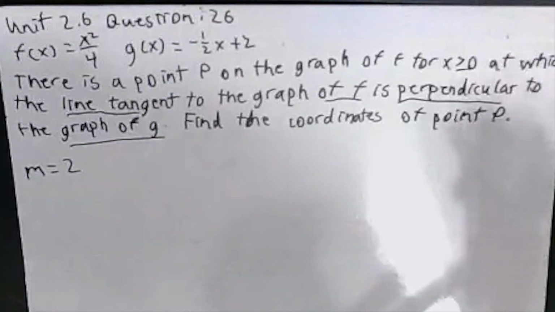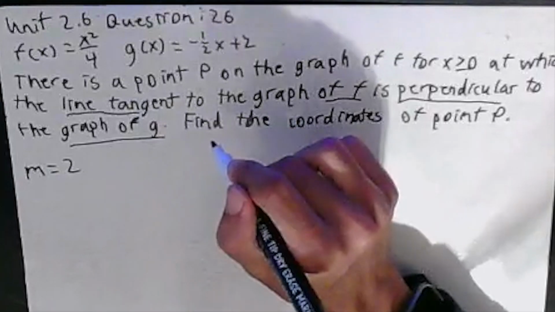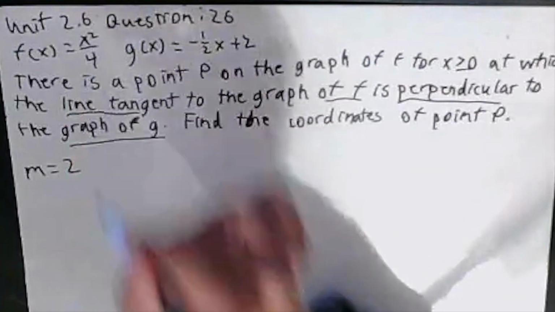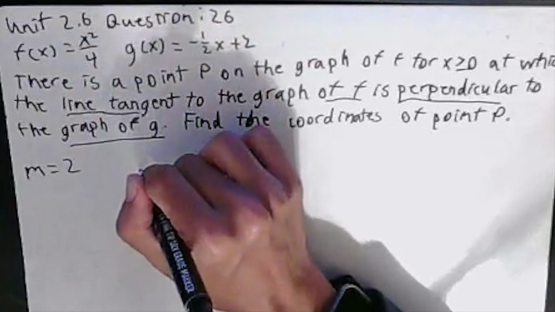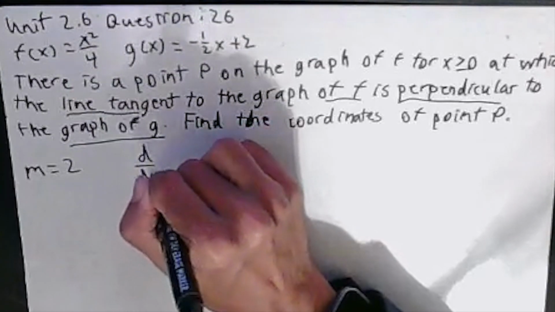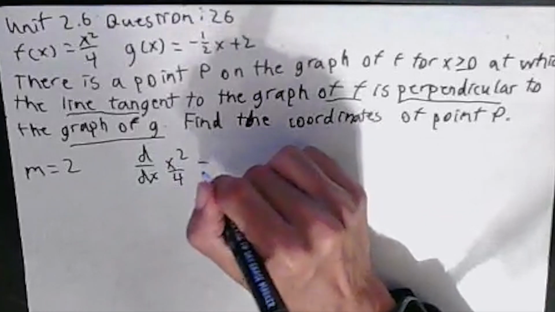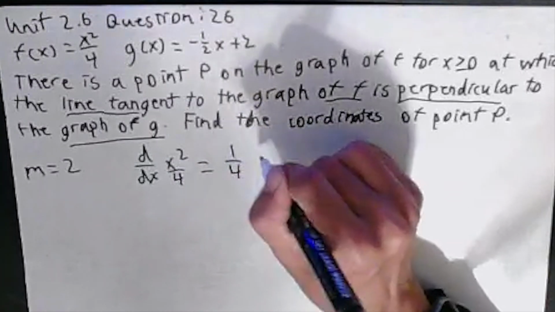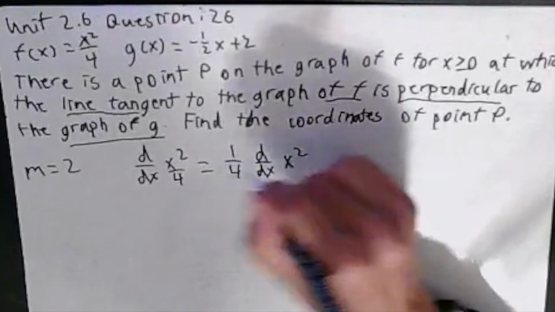So now, what can we do with that information? Well, to find the slope of the tangent line, we have to derive this function. So let's just start by deriving x squared over 4. So d over dx of x squared over 4. And to make this a little bit easier, I'm going to go ahead and take the 1/4 out of the derivative, because remember, when we have a constant times the derivative, we can take the constant out.